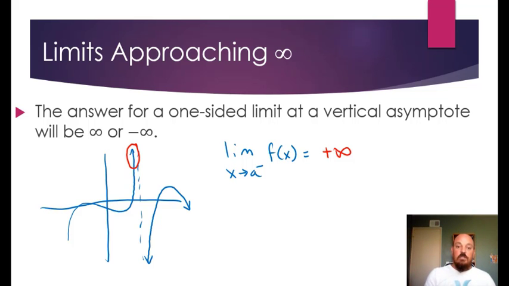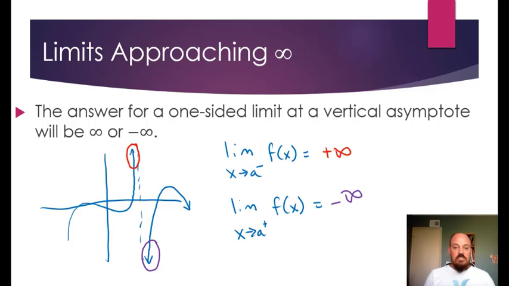Now, if I wanted to do the limit on the right, the limit as x approaches a from the right with the little plus of f of x, then I'm looking at the graph on the other side of the line. I'm saying if I go just to the right side of that line, then I see this. Now, because it's turning down, because that arrow is pointing down, that answer would be negative infinity.